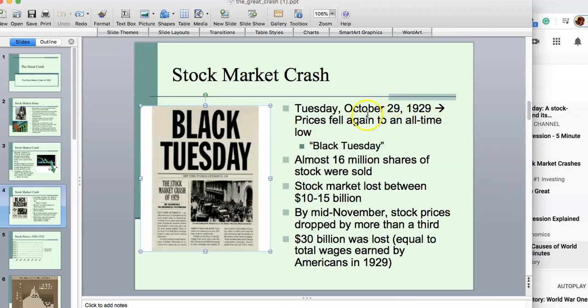So again, think about this. This happened at the end of October, so really you're just looking at November and December. And in two short months, $30 billion was lost. That is literally the equivalent of every single amount of wage all Americans earned in the year of 1929.